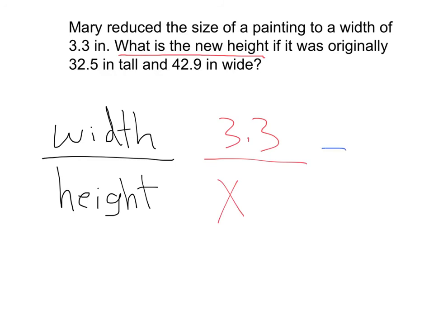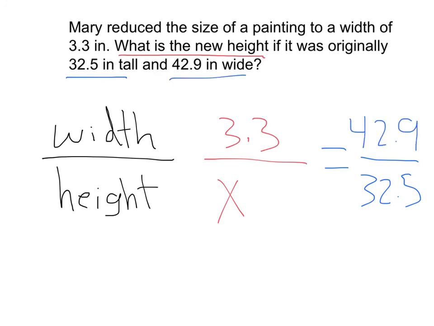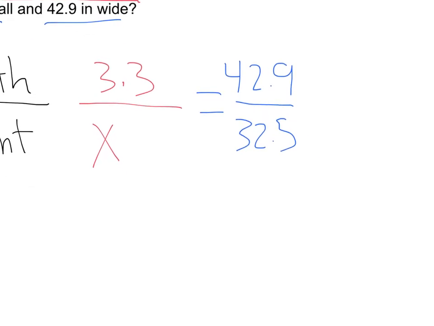That's going to be equal to the original, which was 32.5 inches tall. Now careful, that's our height. So we're going to put 32.5 in the bottom of our second fraction because we have to keep it consistent with the ratio that we set up over here. And it's 42.9 inches wide. That will go in the numerator because that represents my width. Next, let's go ahead and cross multiply.